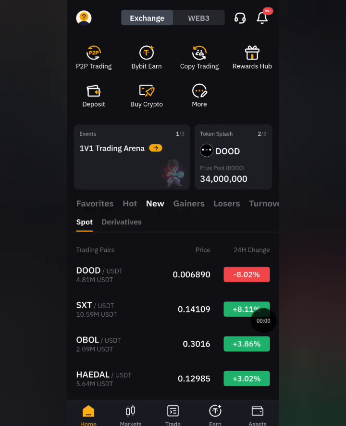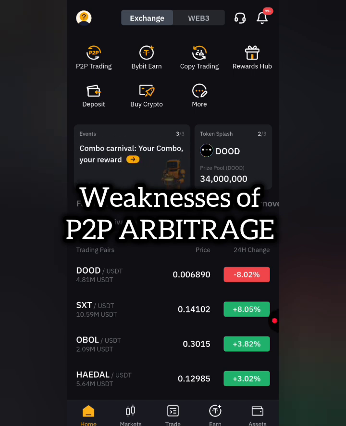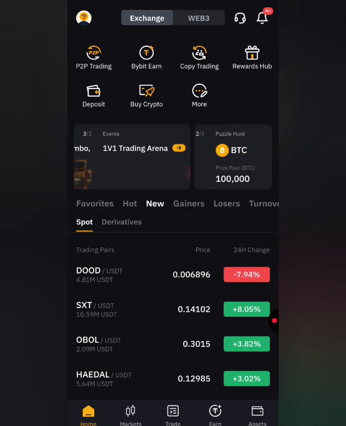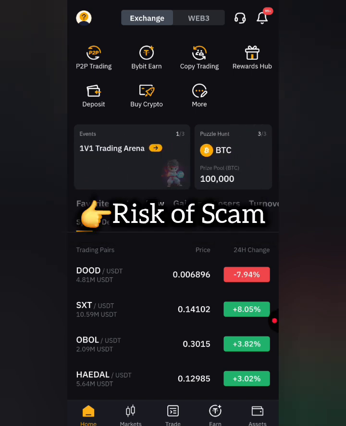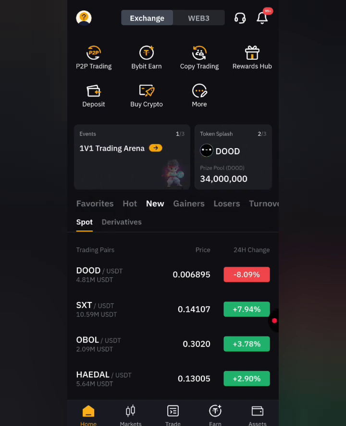Now let's look at the weaknesses. One of the weaknesses is that there's a risk of scam in the P2P market, because P2P trades rely on trust. If you're selling your token or buying a token from someone you don't trust, or from someone that's very dubious, you could easily get scammed in the P2P market.